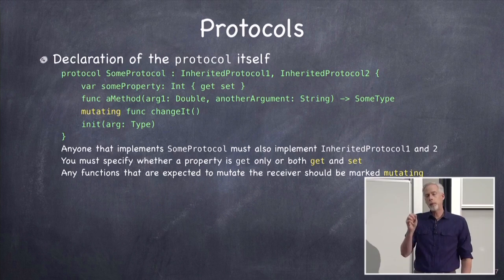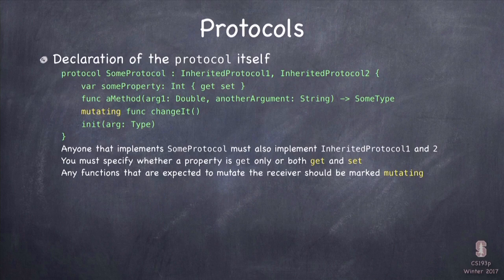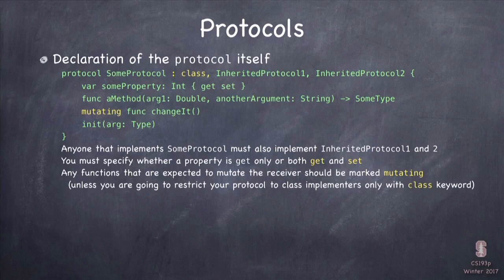Any function that the protocol expects would mutate the thing implementing it, like a struct, you have to mark it mutating. Now, if a class were to implement this protocol, it wouldn't matter, because classes don't have to mark themselves mutating. And in fact, it's even possible to say, I want this protocol only to be implemented by classes. And you do that by putting the word class right after the colon. See the yellow class right there? SomeProtocol colon class. That means this SomeProtocol can only be implemented by reference types. And in that case, you don't have to put any mutating in there. But if you're going to allow your protocol to be implemented by an enum, or especially by a struct, obviously, you're going to have to put mutating in there.